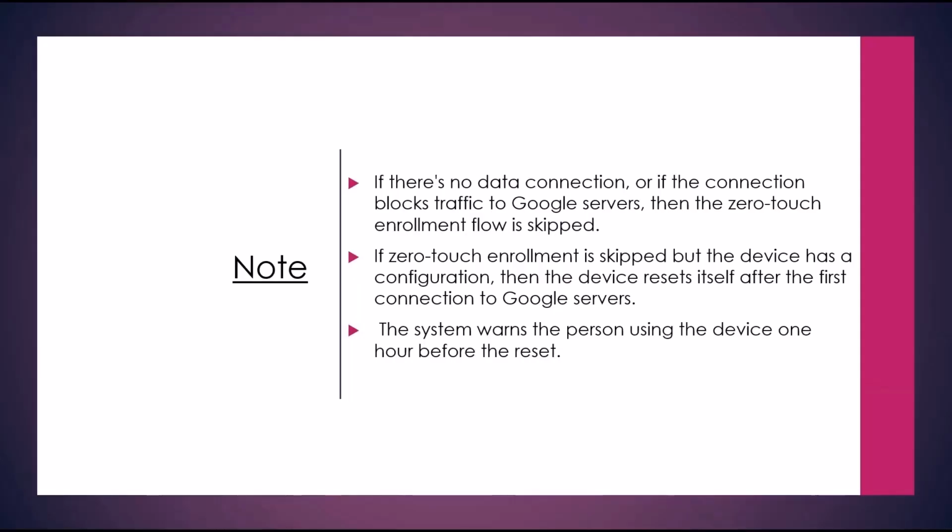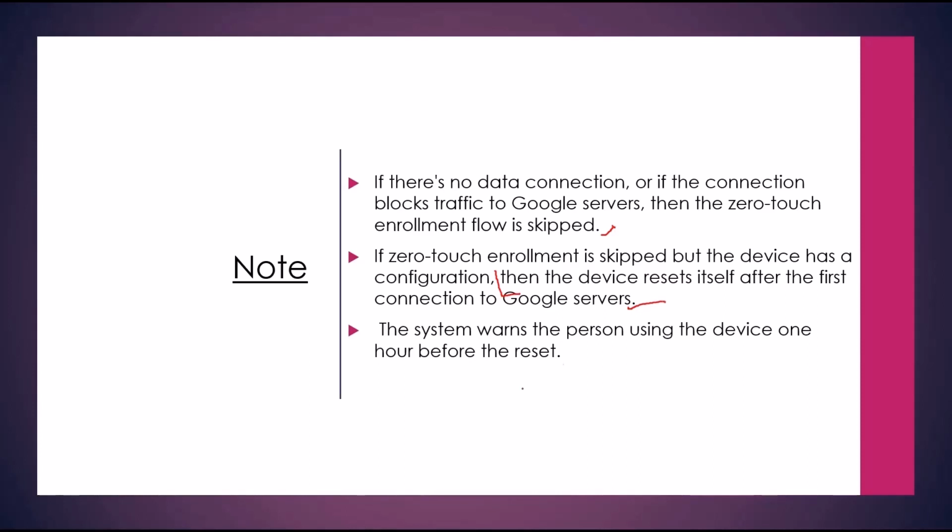Okay. Now, if there is no data connection when the device is powered on for the very first time, let's say that there is no internet or internet is not working, or the device is not able to reach out to the Google server, then the zero touch enrollment flow is skipped, and you see the normal flow that would have happened if the device was not a zero touch device. But let's say that there was a device which was skipped because internet was not there, but the device had a configuration assigned to it, then the device resets itself after the first connection to the Google server. Let's say that the internet was restored later on, or the Google server was down, now it is up.